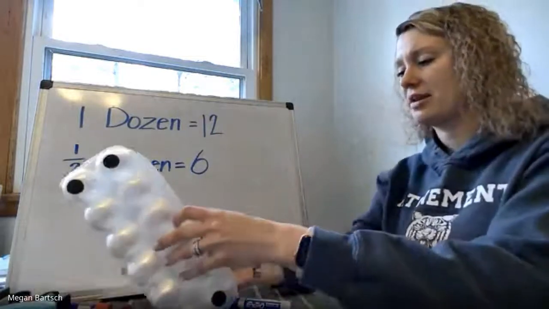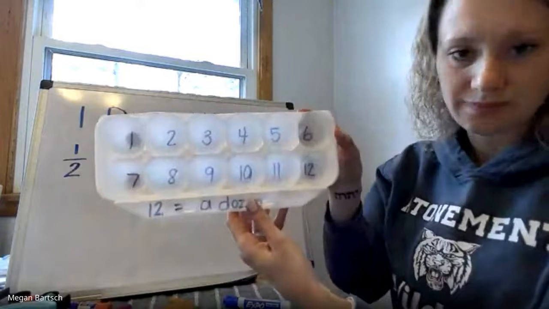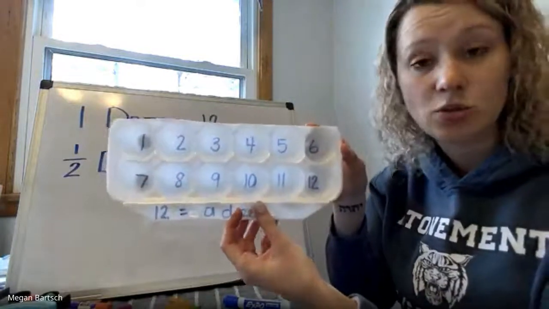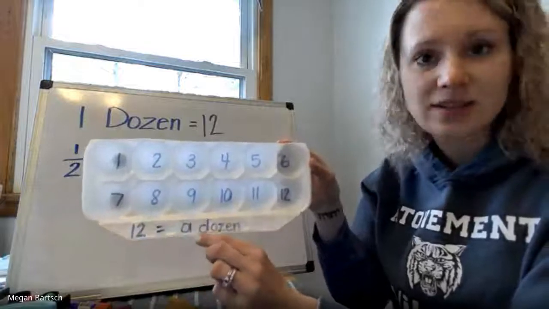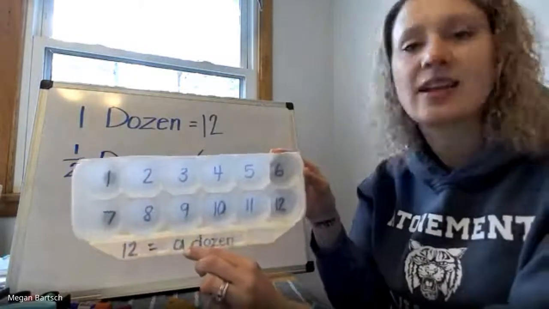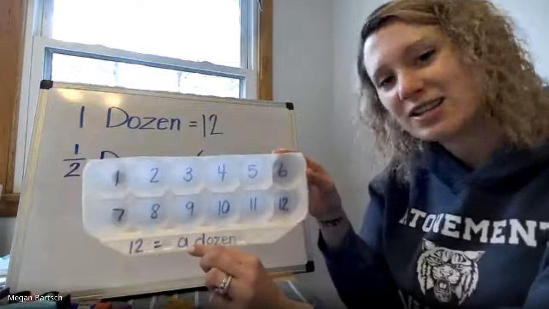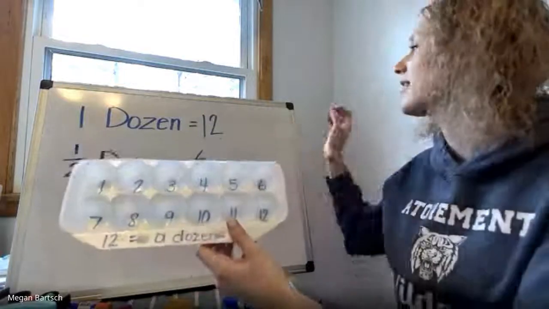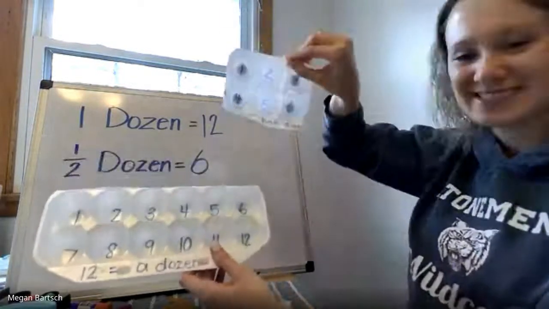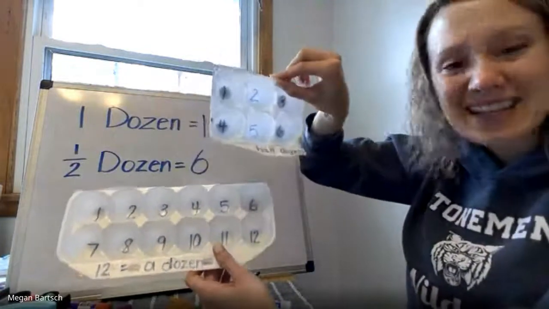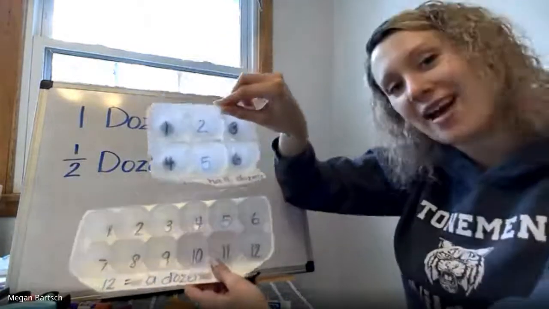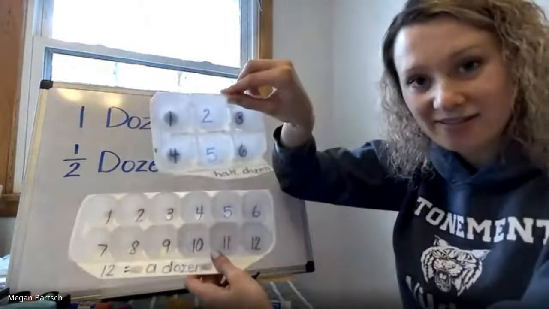Let me show you that in a better way. Here's my full dozen of 12. Say 12 in a dozen. 12 in a dozen. Say that again. 12 in a dozen. Here's my little half dozen. How many go in a half dozen? 6. Say 6 in a half dozen. 6 in a half dozen.